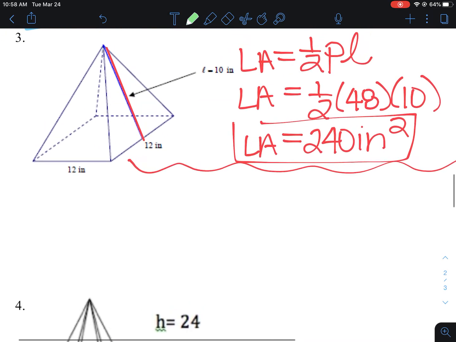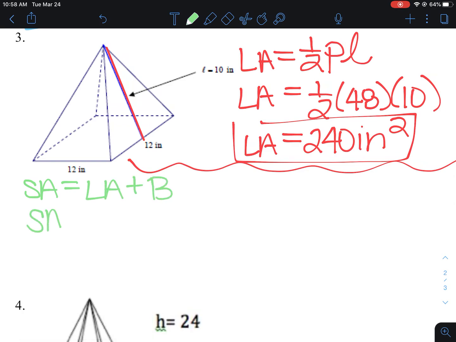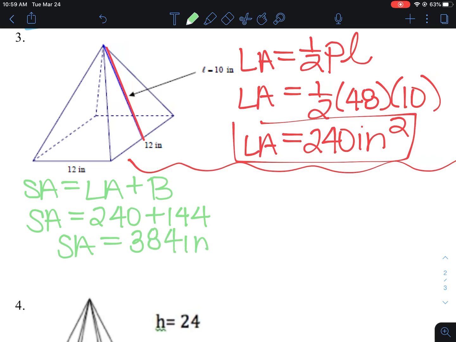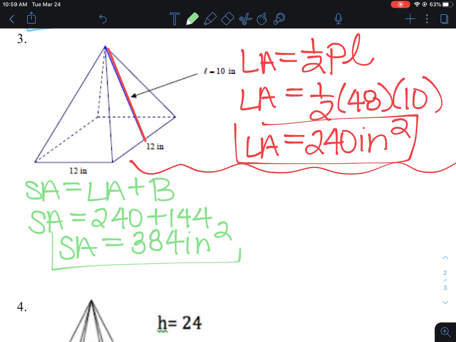And now we can do surface area. So it's that lateral area plus the area of the base. So we just found it was 240, plus the area of that base. Since it's a square, you just do 12 times 12, which is 144. Equals 240 plus 144, 384 inches squared.